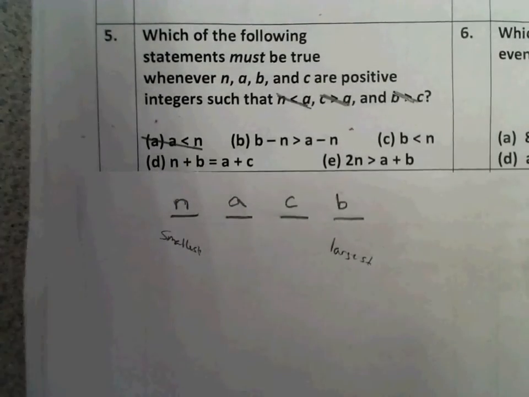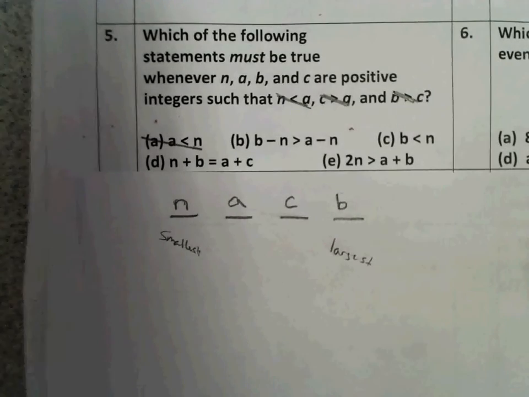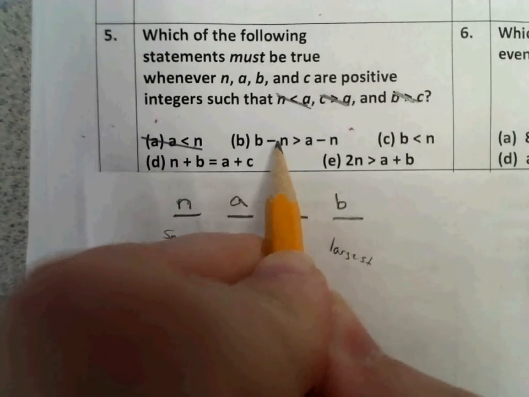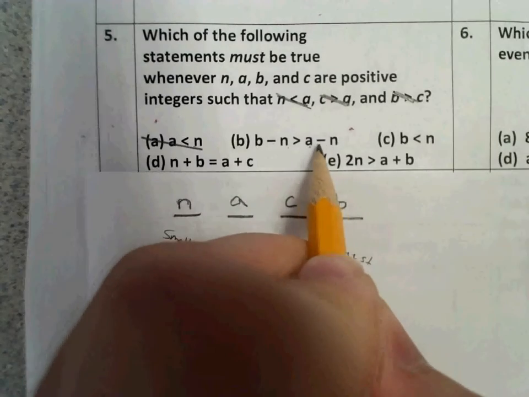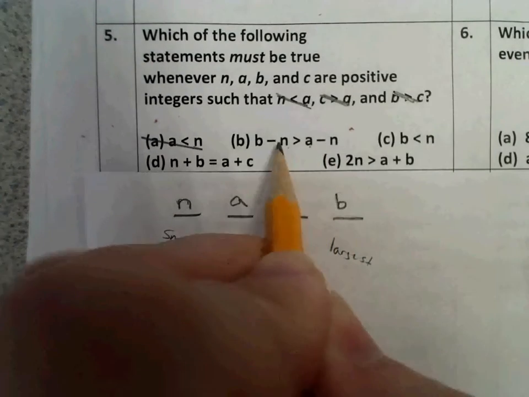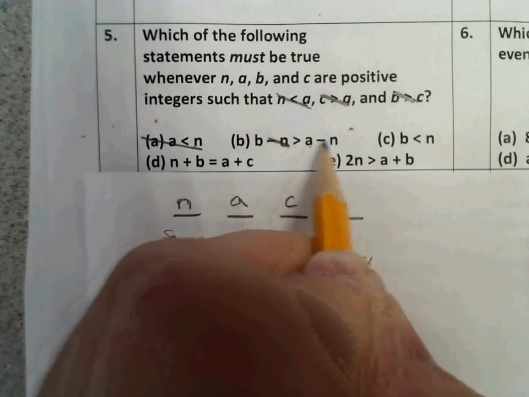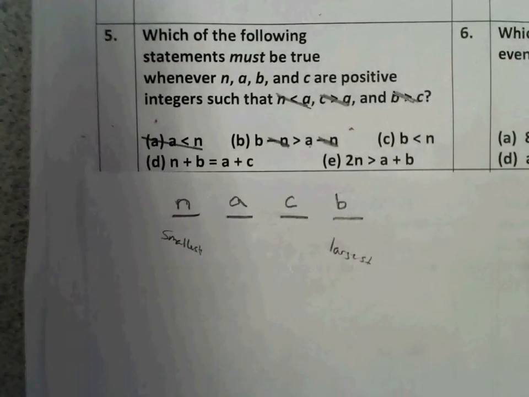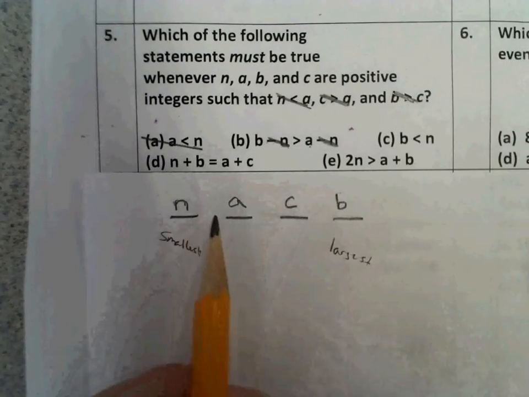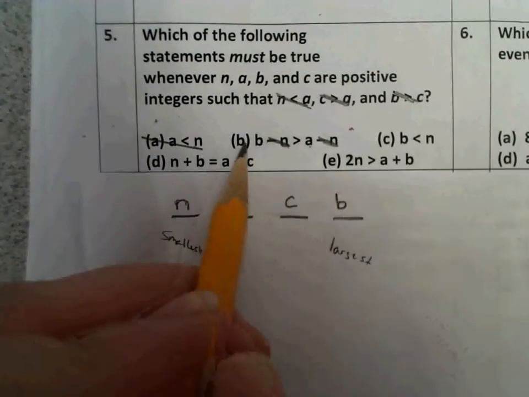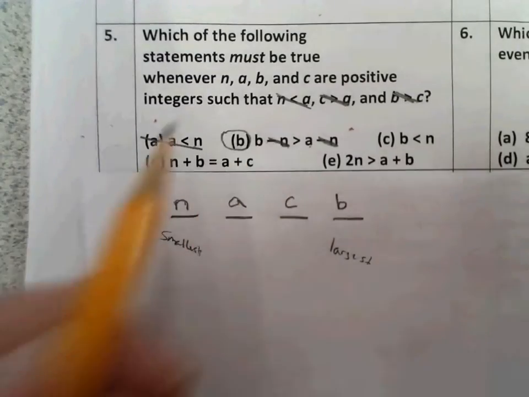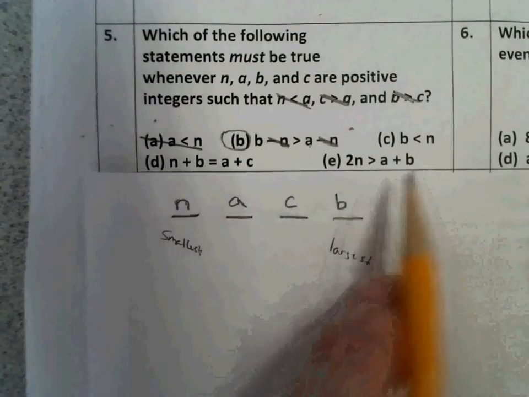Okay, b. b minus n is greater than a minus n. Now, if b is getting n taken away and a is getting n taken away, then that doesn't matter, because whatever you take away from b, you're also going to take away from a. So with algebra you can basically cancel those out or add n to both sides and it'll go away. So what we're really saying is, does b have to be bigger than a? Because subtracting n isn't going to change anything because it's on both sides. And we can see from here that b is the biggest, so obviously it'll be bigger than all of them, including a. So that must be true. So b is correct.